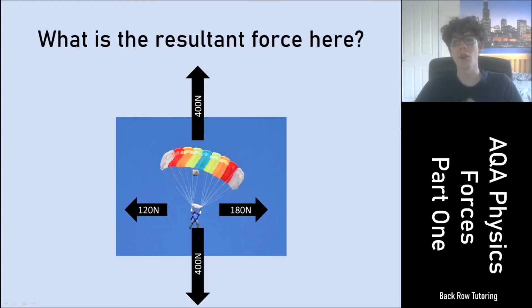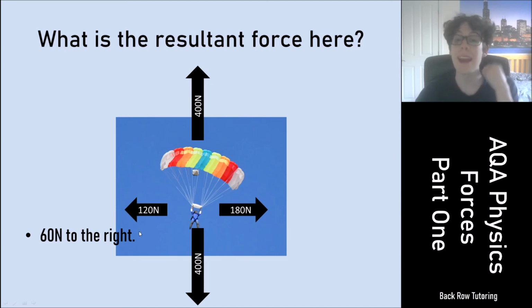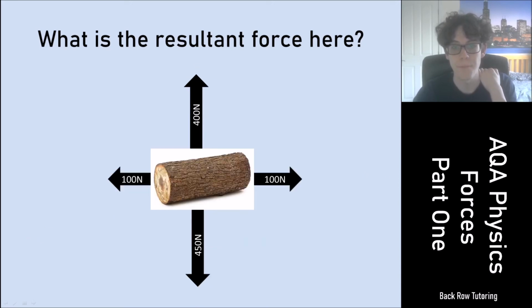What is the resultant force here? So here we'll have 400 newtons going up, 400 newtons going down. We'll have 120 newtons to the left and 180 newtons to the right. Well, the resultant force is 60 newtons to the right, and that's because this top force and this bottom force cancel each other out, and the force to the right minus the force on the left is 60 newtons. So the resultant force is 60 newtons to the right.